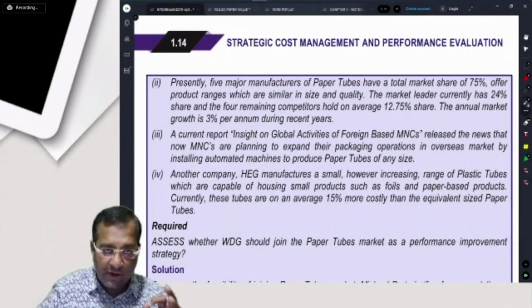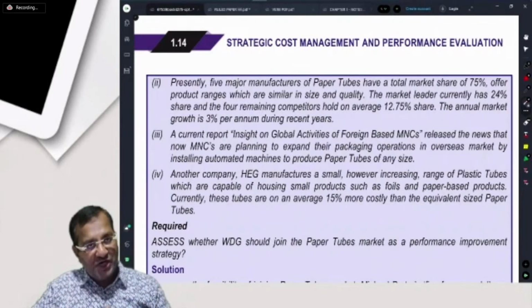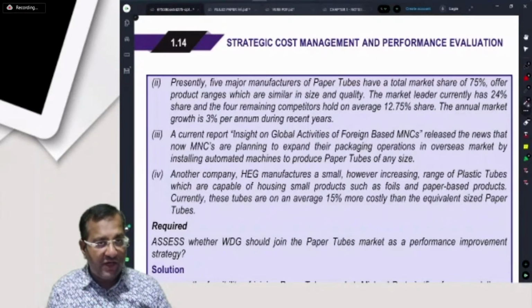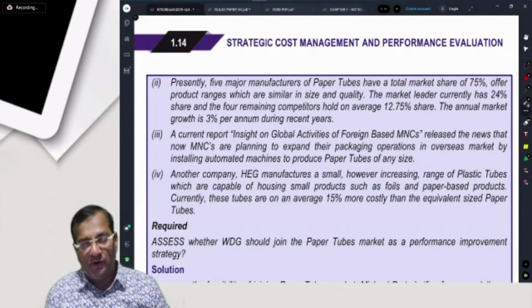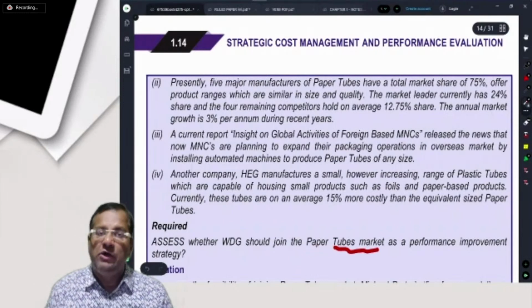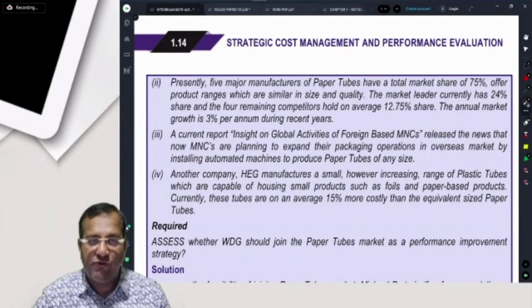I have already noted down that whenever the requirement part states that we have to check on our own whether a client is allowed to enter into a particular industry or not, the only concept available in your complete paper number 5 is the Porter 5 forces model. So whether my client should join this particular tube market or not, my decision will be based on the Porter 5 forces model.